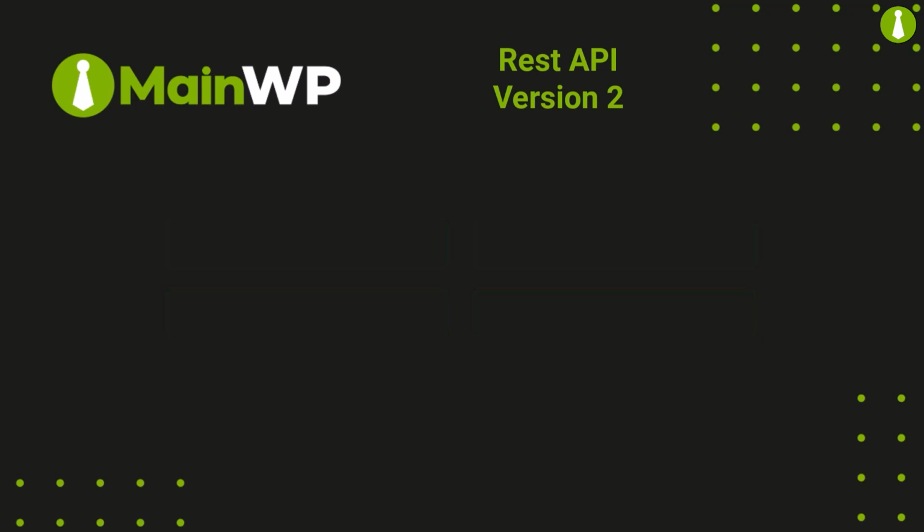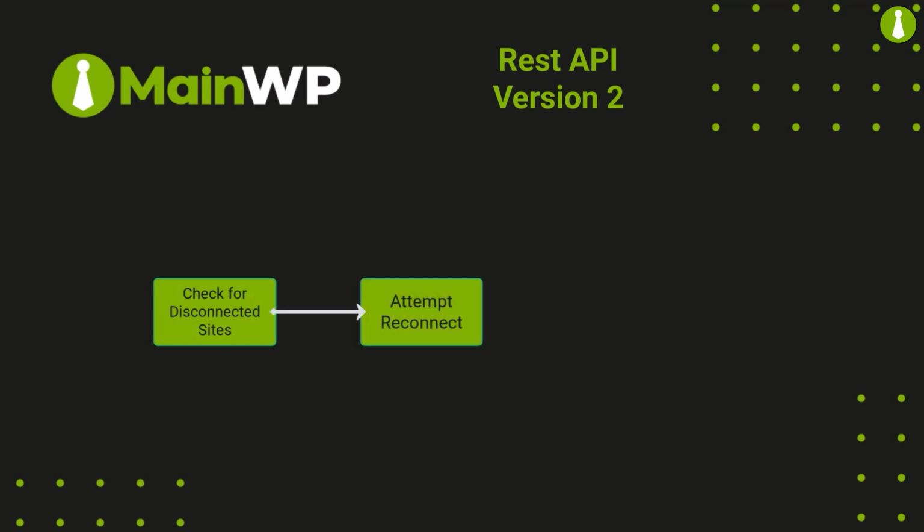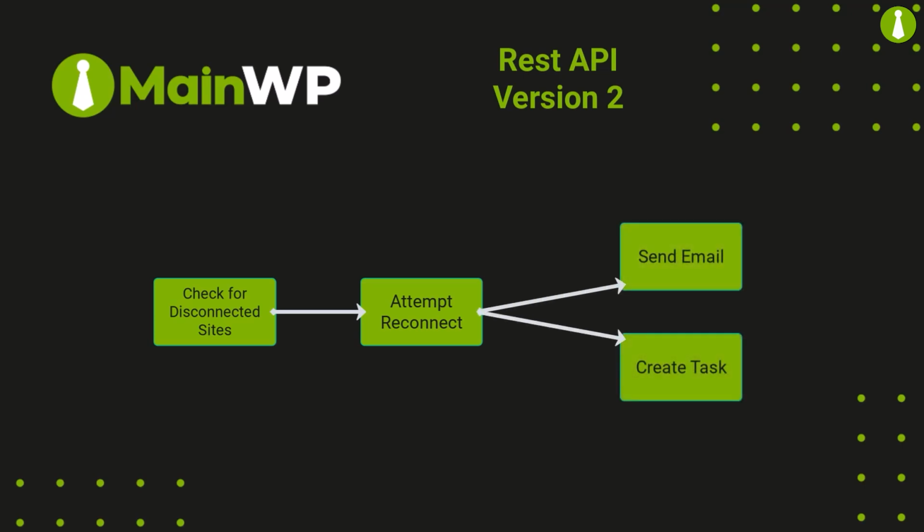Today, we'll create a workflow that checks for any disconnected sites in your MainWP dashboard. If any sites are found disconnected, we'll attempt to reconnect them. If the reconnection fails, we'll do two things: send an email notification and create a task in Google Tasks. Zapier has thousands of app integrations, allowing you an almost endless number of automation options when you pair it with the MainWP REST API version 2.